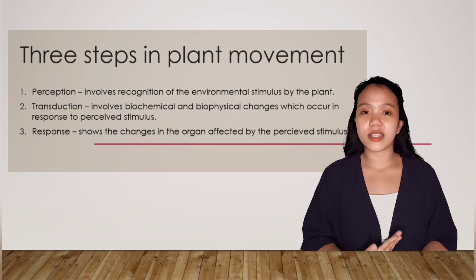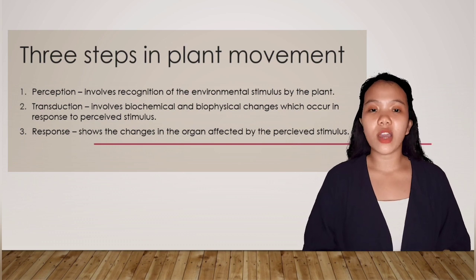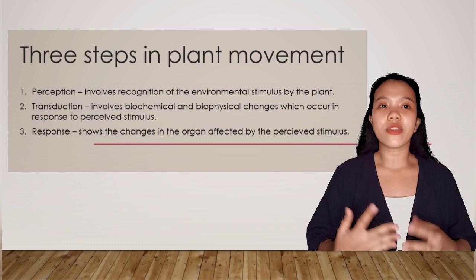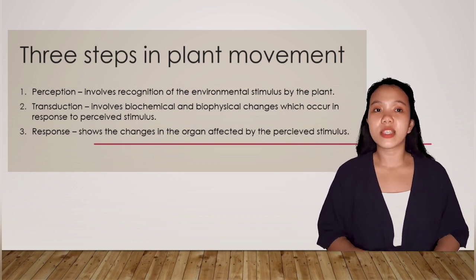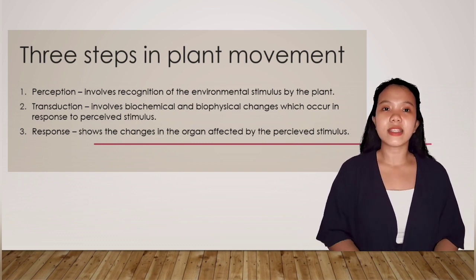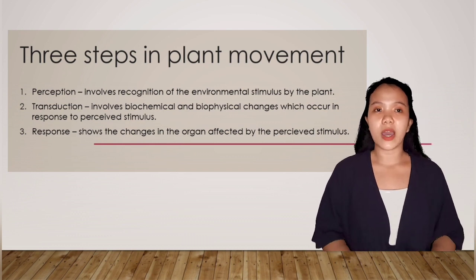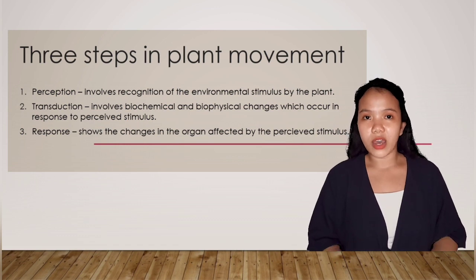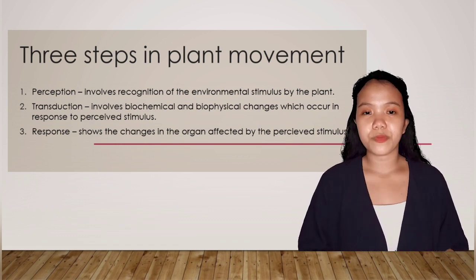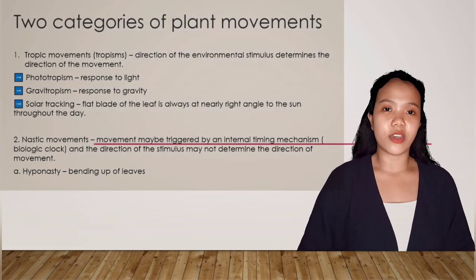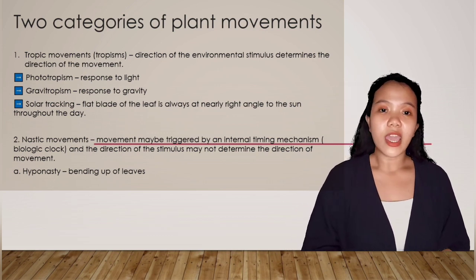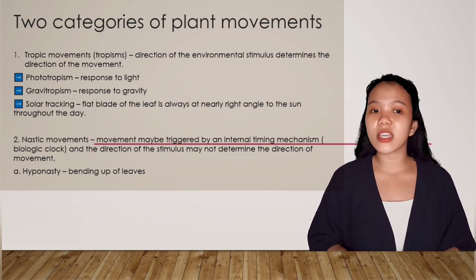And we have the transduction. It involves biochemical and biophysical changes which occur in response to the perceived stimulus. And lastly, the response shows the changes in the organ affected by the perceived stimulus. And we have two categories of plant movements. These are the tropic movements or tropism, and we have the nastic movements.